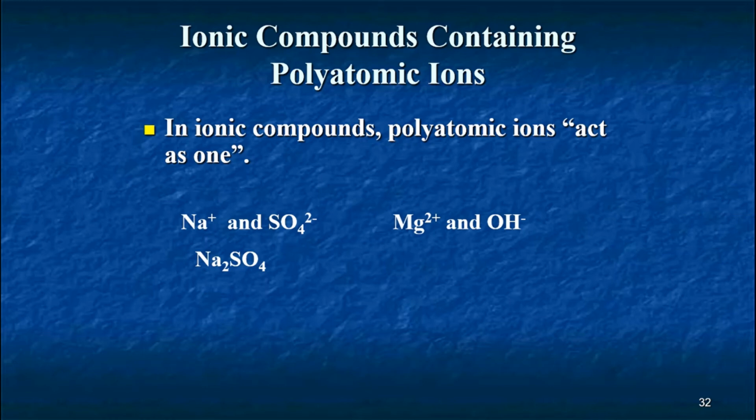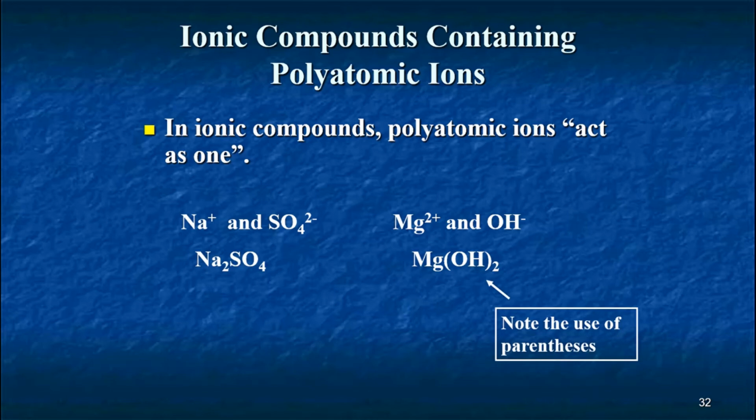How about between magnesium and OH negative? Notice that when we do the crossover here, we're going to end up needing 2 of the OH minus ions. Watch the way we write it. See that? Notice the use of parentheses. I want to make sure the parenthesis surrounds the polyatomic ion. Otherwise, it will read as MgOH2 and suggest that I have 1 magnesium, 1 oxygen, and 2 hydrogens, which is not the case. What I have is 2 hydroxide ions, which is the name of the OH minus ion, and that would represent actually 2 oxygens and 2 hydrogens if I were just counting atoms here.